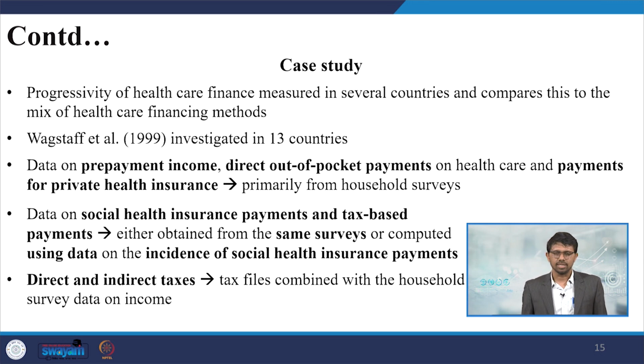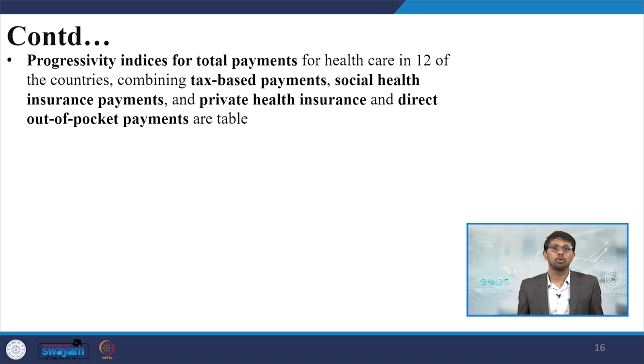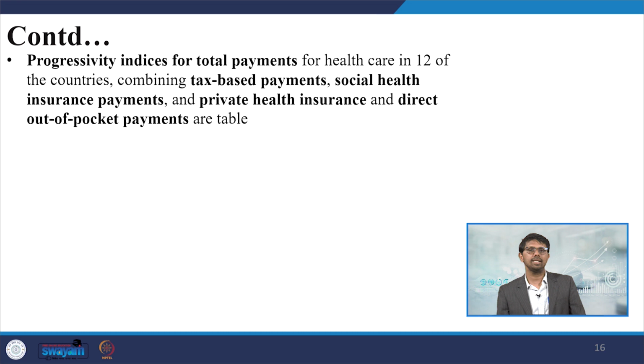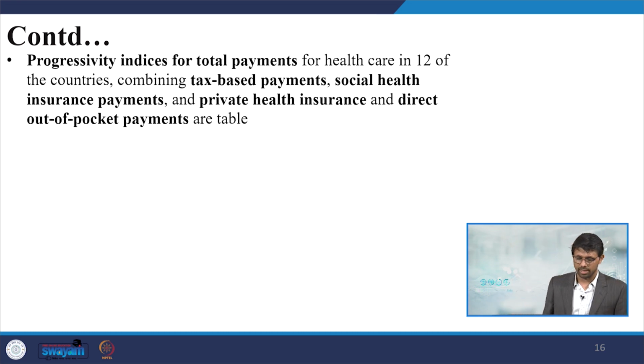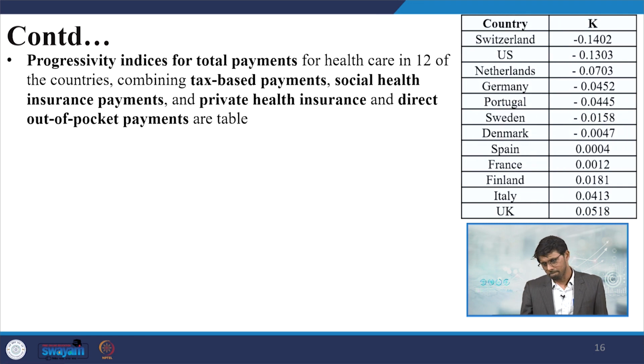Direct and indirect taxes, such as tax files combined with the household survey data on income, are all taken for the calculation. So, progressivity indices for total payments for healthcare in 12 of the countries, combining tax payments, social health insurance payments, private health insurance and direct out of pocket payments, are given in this table. You can see all the countries, and their Kakwani's index value is also presented.